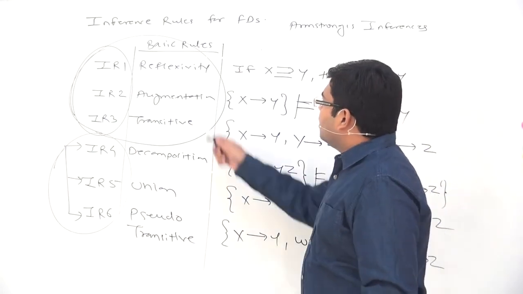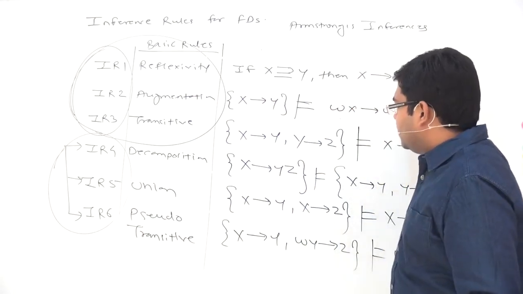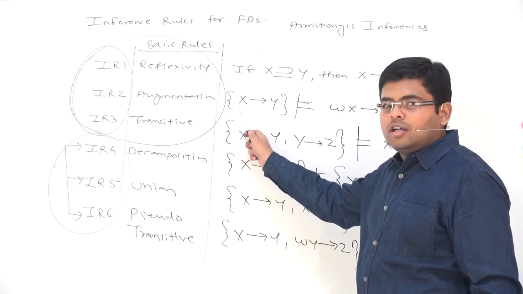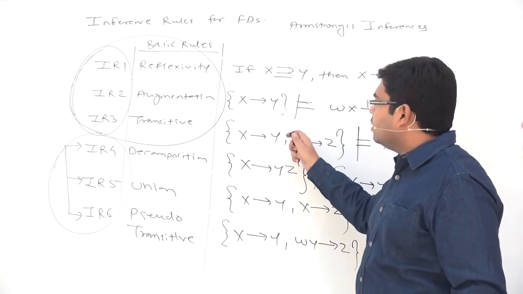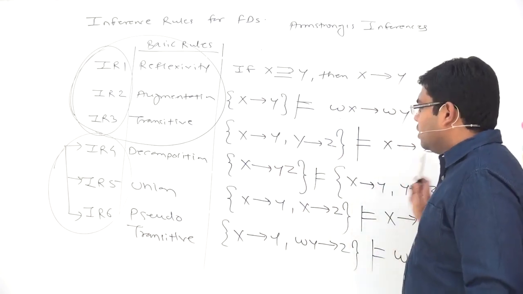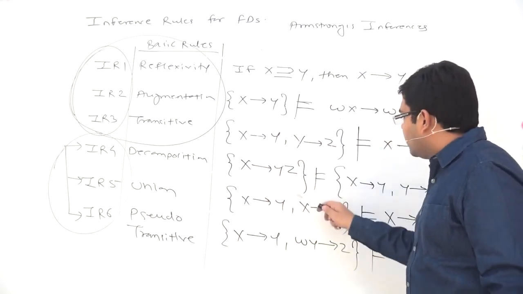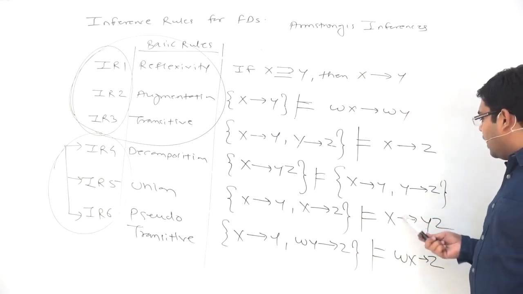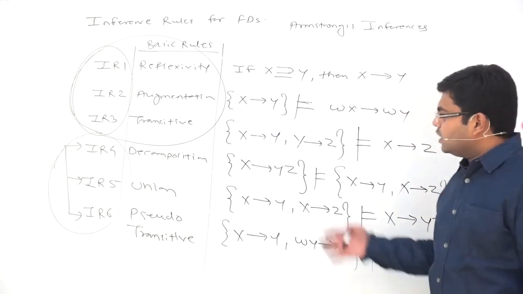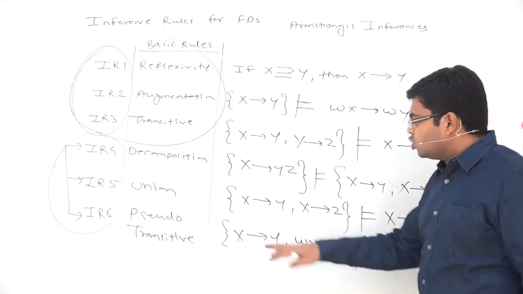Again I will summarize. Reflexivity means every superset gives the value of its subset. You can do augmentation on both the sides; however, augmentation on the left-hand side should be a superset of augmentation on the right-hand side. You cannot add new attributes on the right-hand side alone. X gives Y, Y gives Z, therefore X gives Z. Decomposition: X gives YZ means X gives Y and X gives Z. Similarly, its opposite is the union rule: X gives Y, X gives Z, therefore X gives YZ. And then the pseudo transitivity rule.